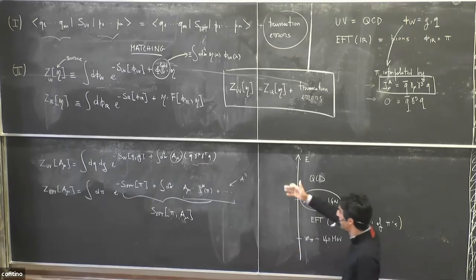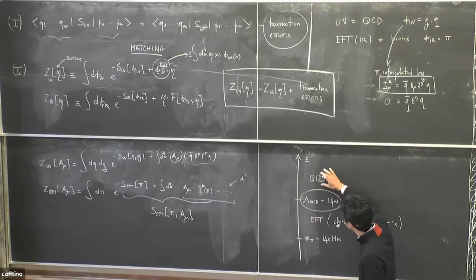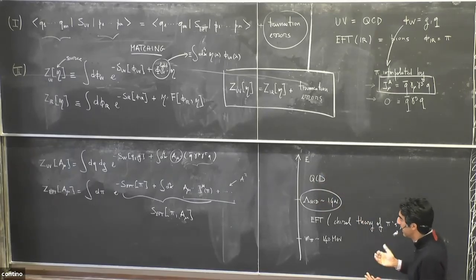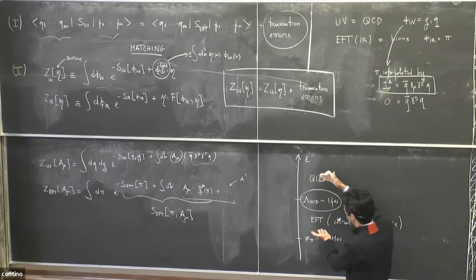What about QCD? Here the effective field theory is perturbative, while QCD certainly is not. However, by this procedure, by this definition, I can make a calculation of Green functions using QCD, using a non-perturbative tool like, for example, Lattice.